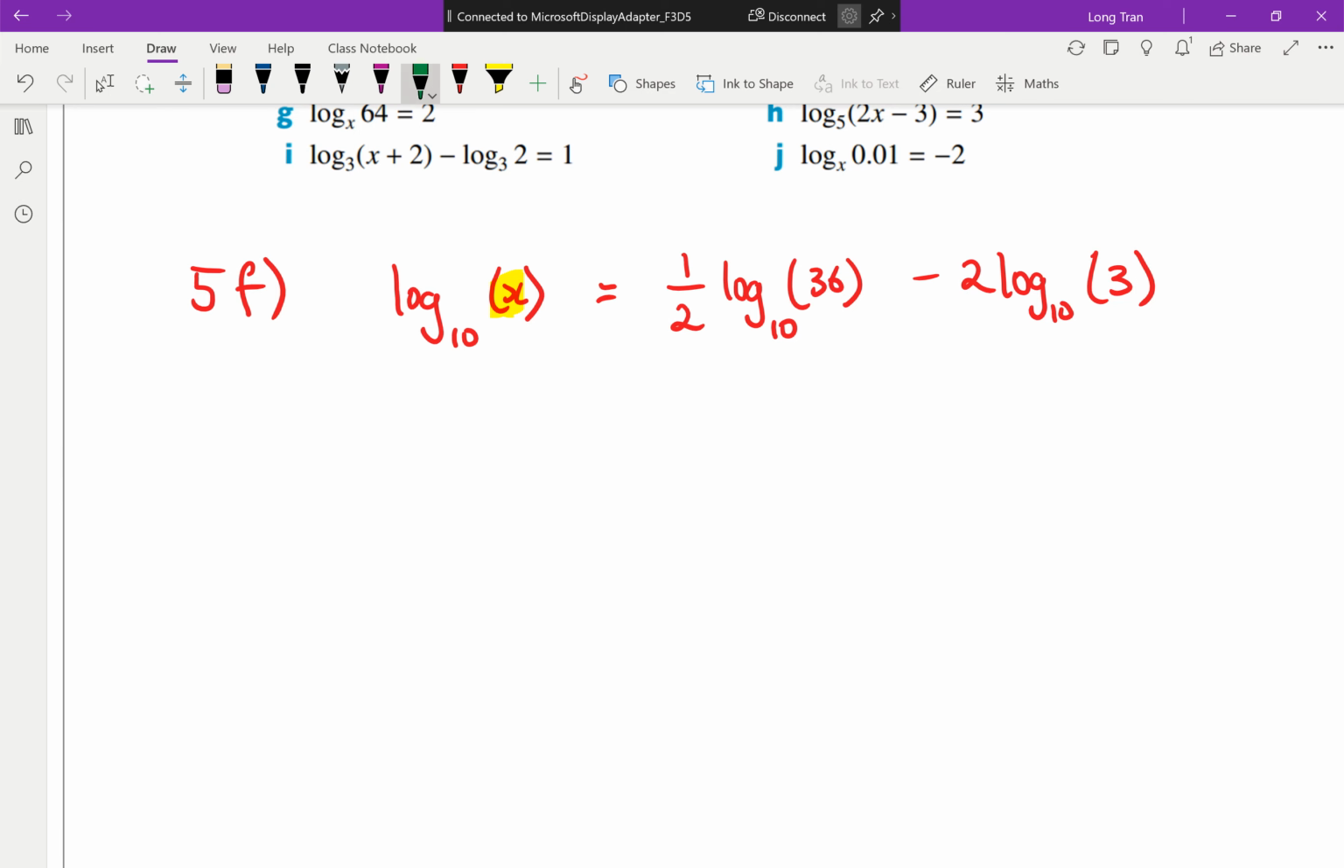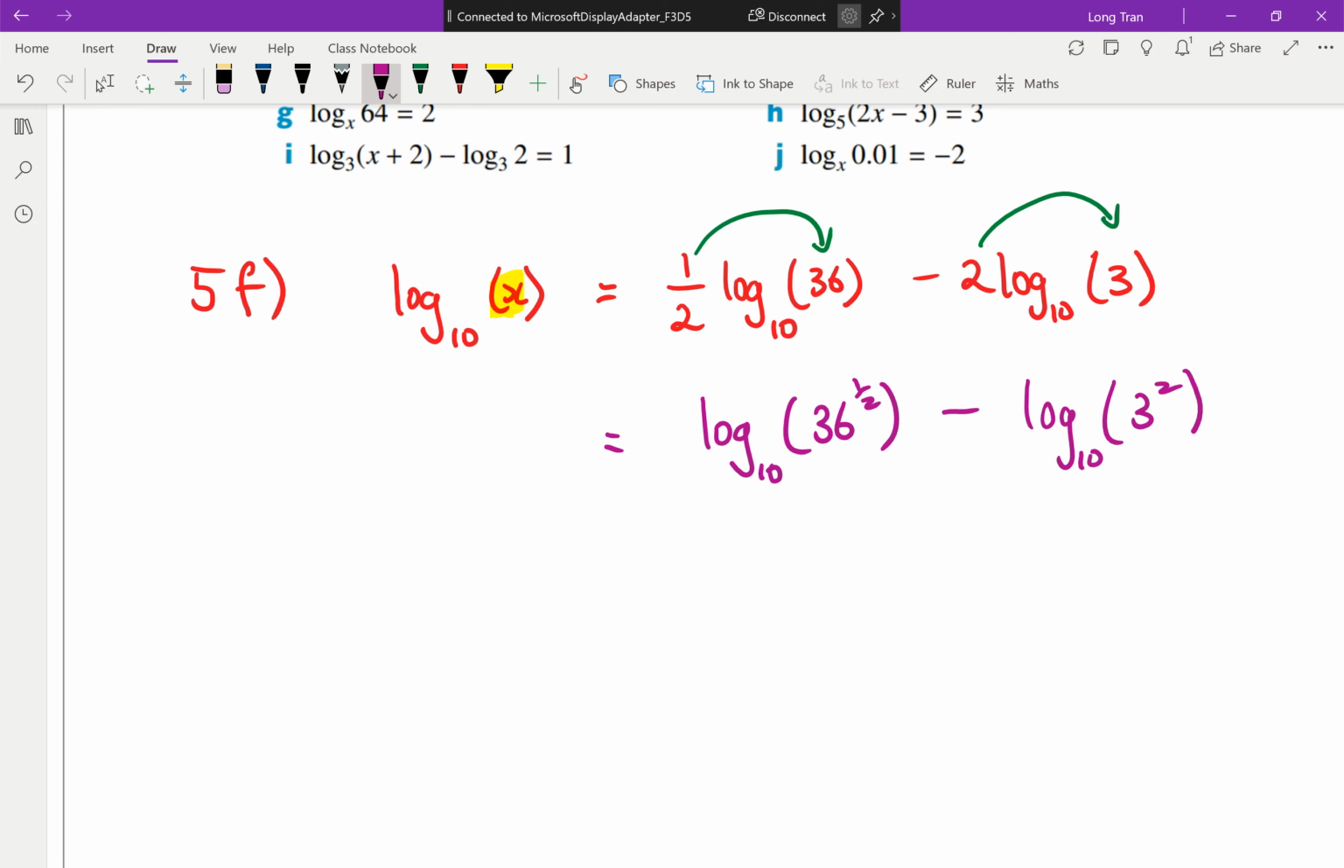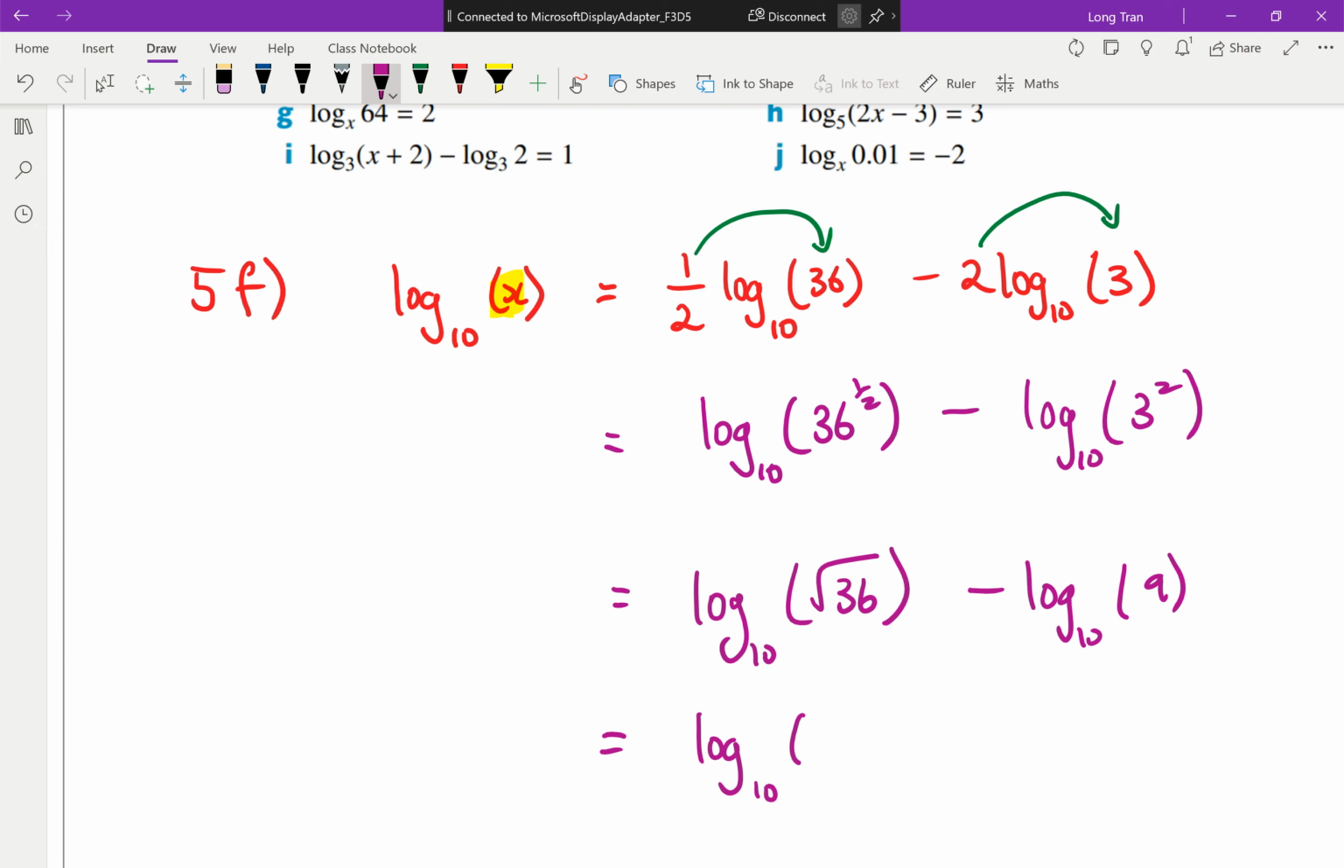Well done, Ollie. I'm going to use rule number 3. So for me, this is how I would have done it. Rule number 3: bring the value at the front, or the coefficient, to the power. So that now changes the problem to log base 10 of 36 to the power of half. For those who don't know what power of half is, it means the square root. So it's really saying square root of 36 there. Minus, again, log base 10 of 3 squared. So if you write that out correctly, log 10 of the root of 36 minus log 10 of 9. And we know that square root of 36 is 6, and 3 squared is 9.